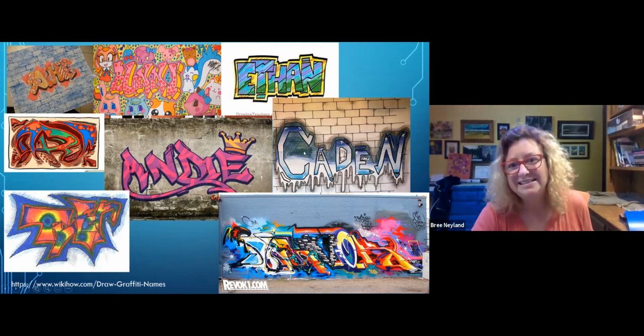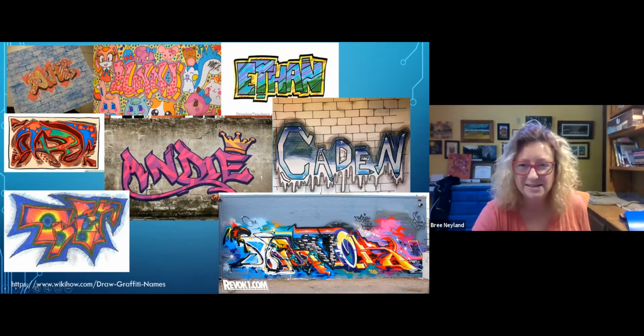Look at Caden's example here. We have some nice icy colors. It looks like he might be into snow sports or something, because we've got snow dripping down. We've got a snow mountain, it looks like, and we've got icicles dripping off the letters. And look at this 3D effect. It's around the outside of the tag, not within the individual letters like we see in Andy's name.